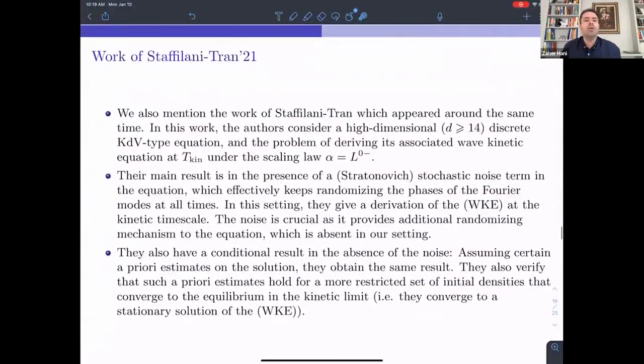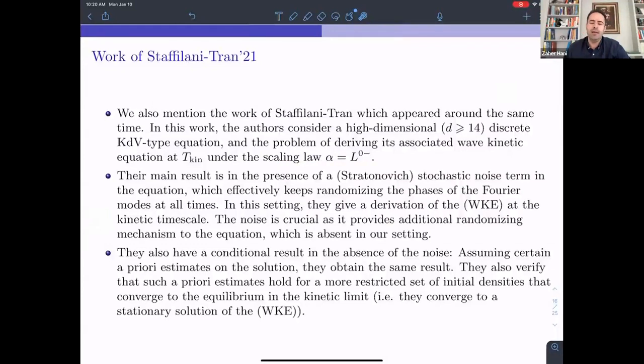Okay, before I move on to talking about the proof, I should mention that there was also work of Zaher Hani and Tran that appeared last year as well. In this work, they consider a high dimensional, d greater than or equal to 14, discrete KdV type equation, and again the problem of deriving the associated wave kinetic equation under a certain scaling law. Their main result is in the presence of a stochastic noise in the equation.